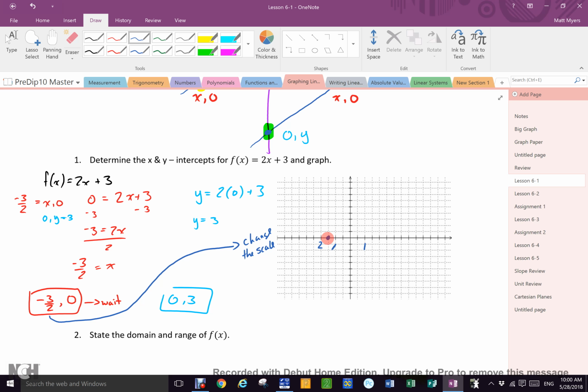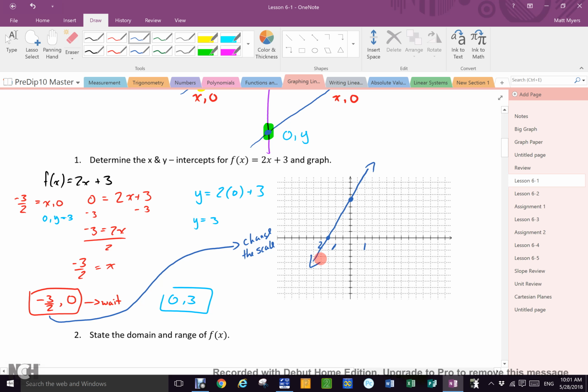Now, how does that affect my y-axis? Question 1. Question 2, does it have to affect my y-axis? No. No, it does not. I can keep this scale because 1, 2, there's 1, 3, 4, there's 2, 5, 6, there's 3. It fits on the graph, so I can keep the same scale. Does everybody understand? So I'm going to do so. My y-intercept is 3. Once I have those 2 points, I can connect the line.